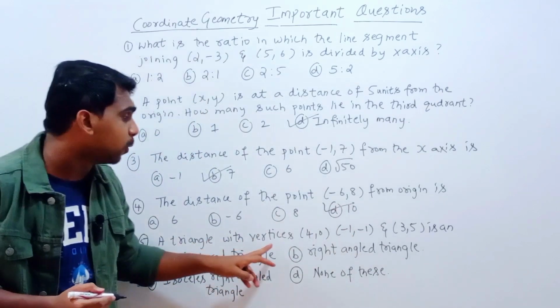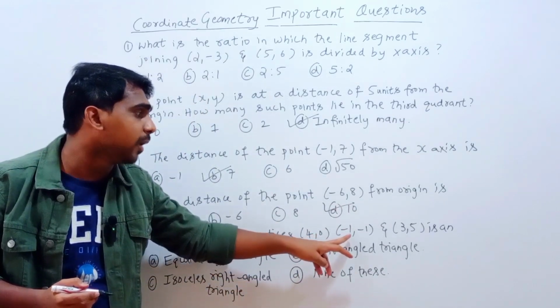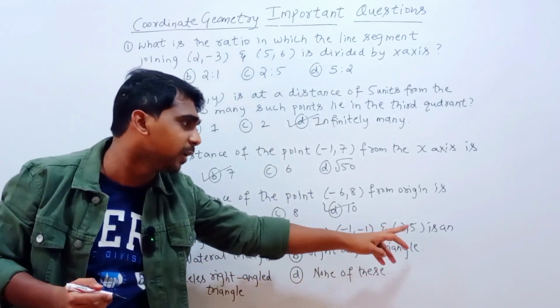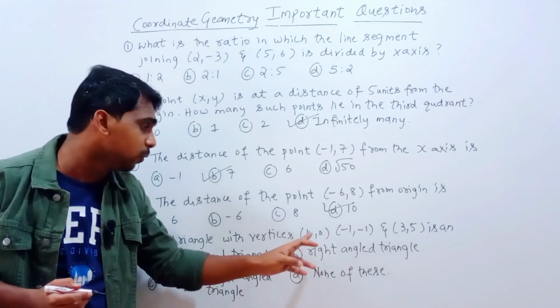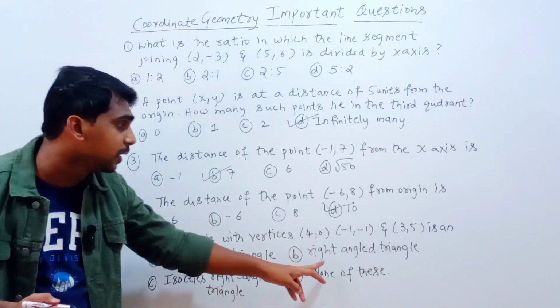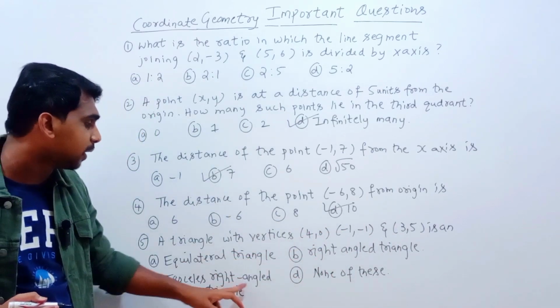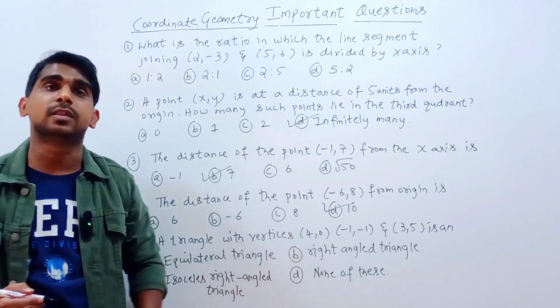Now a triangle with vertices (4, 0), (-1, -1) and (3, 5) is that. They have given 4 options. We have to use the distance formula and find whether it is an equilateral triangle, right angle triangle, isosceles right angle triangle or none of these.